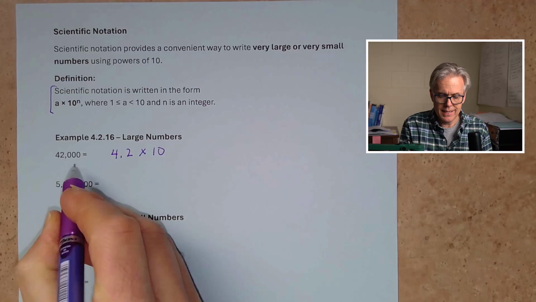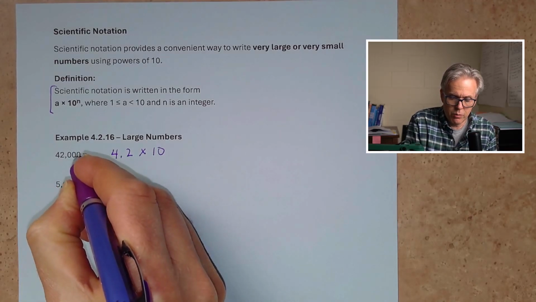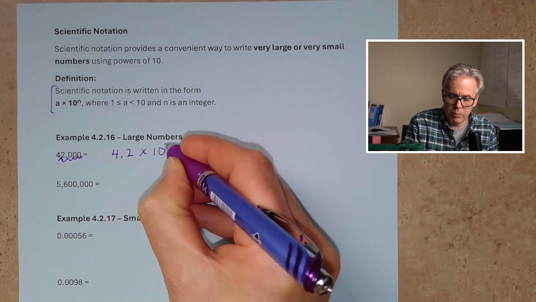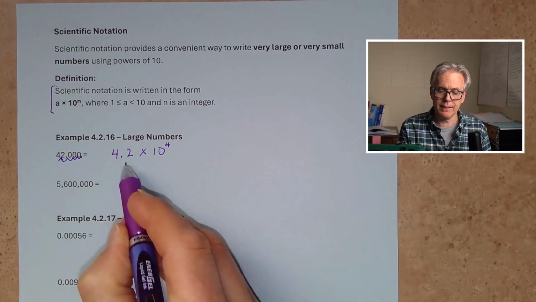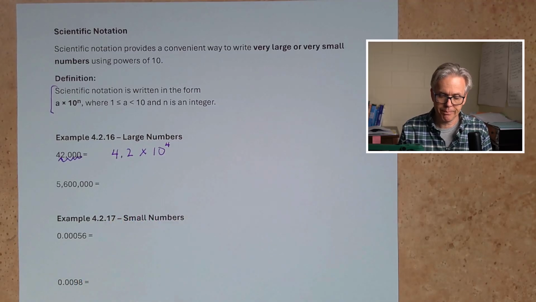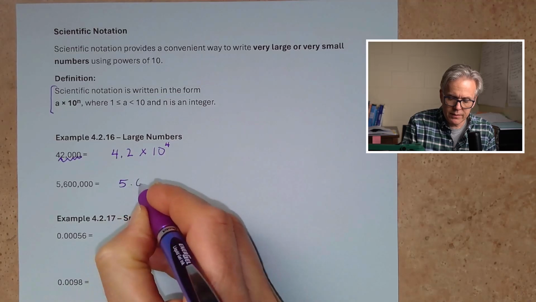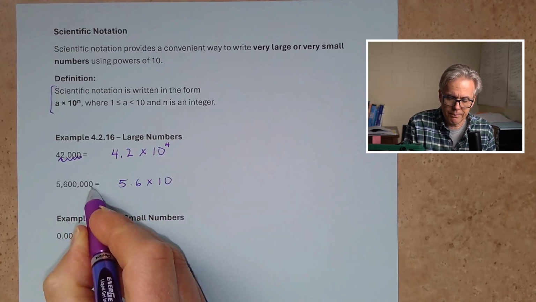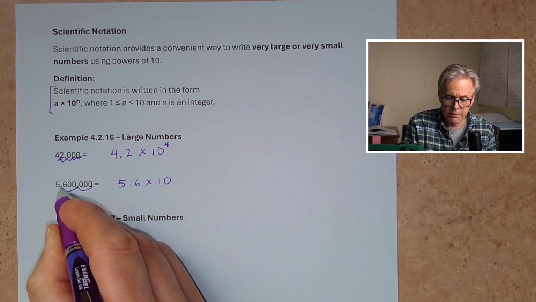The question is how many places do I move that decimal point? Well, it started here. So we did 1, 2, 3, 4 places. So 4.2 times 10 to the fourth, because each time I multiply by 10, it shifts that decimal point over. How about this one? We know this is going to be 5.6 times 10 raised to what power? We can count them, and we can kind of count them in groups of 3 if that's easier for you. So we got 1, 2, 3, 4, 5, 6.